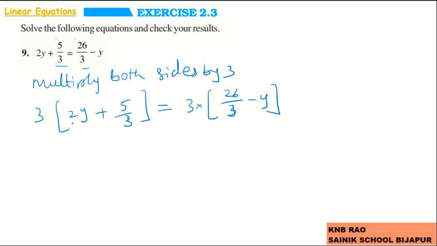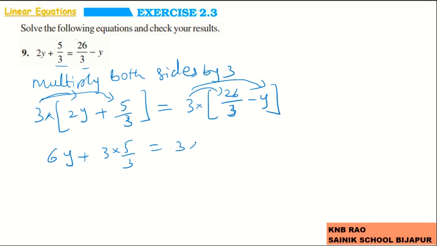See students, the moment you multiply the binomial, we say binomial, it's a two term, by a number, it's a distributive property. So multiplication over addition, multiplication over subtraction. So 3 into 2y is 6y plus 3 into 5 by 3 equals 3 into 26 by 3 minus 3 into y. Now 3 cancels, 3 cancels. So 6y plus 5 equals 26 minus 3y.